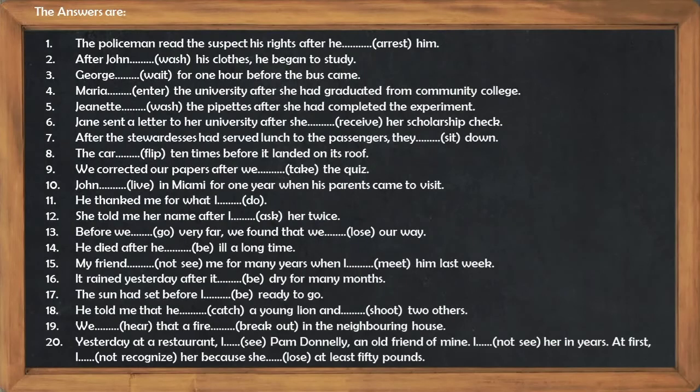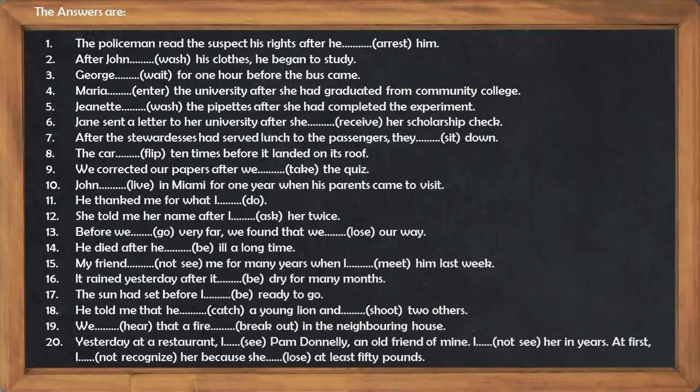The answers are 1. The policeman read the suspect his rights after he had arrested him. 2. After John had washed his clothes, he began to study. 3. George had waited for 1 hour before the bus came. 4. Maria entered the university after she had graduated from community college. 5. Jeanette washed the pipettes after she had completed the experiment.